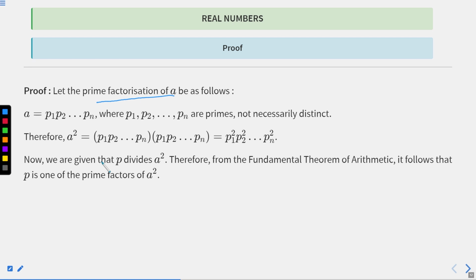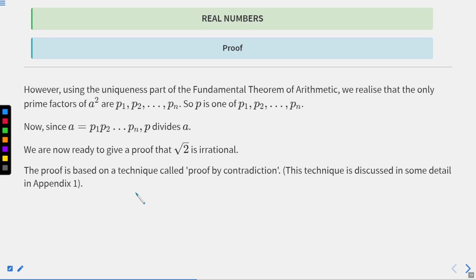Now we are given that p divides a square. Therefore, from the fundamental theorem of arithmetic it follows that p is one of the prime factors of a square. Since p divides a square, p is one of the prime factors of a square. However, using the uniqueness part of the fundamental theorem of arithmetic, we realize that the only prime factors of a square are p1, p2, p3 dot pn.